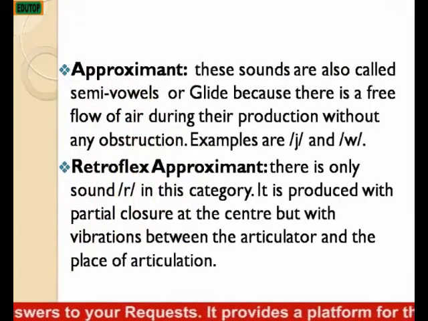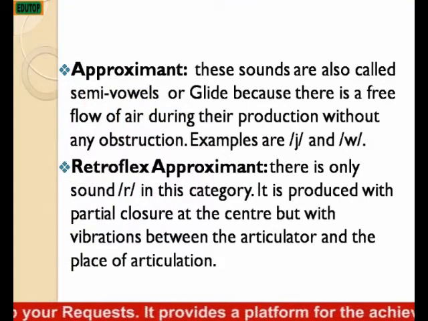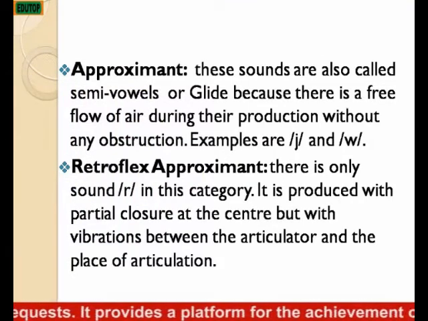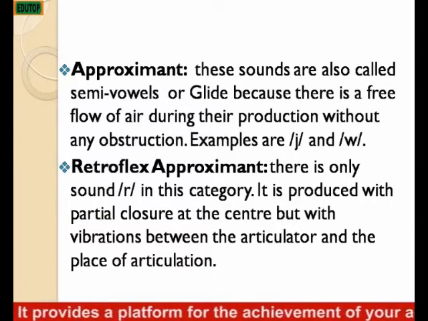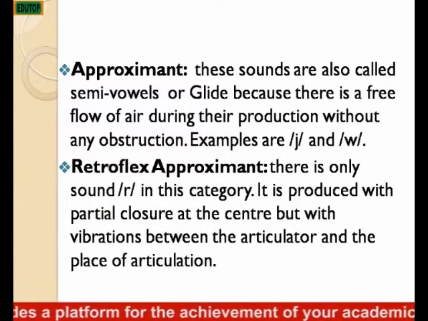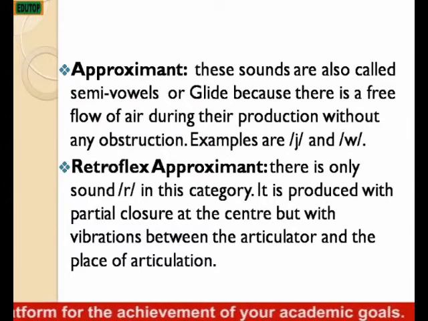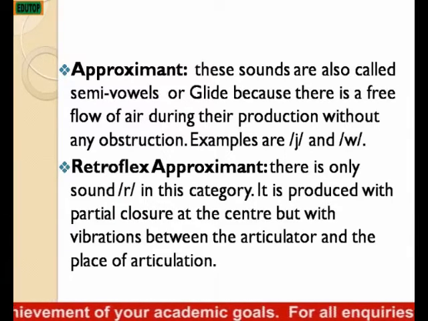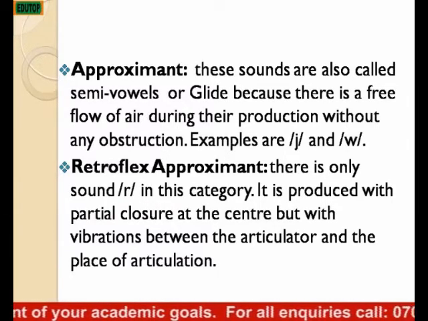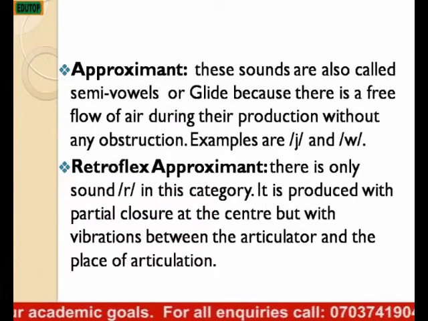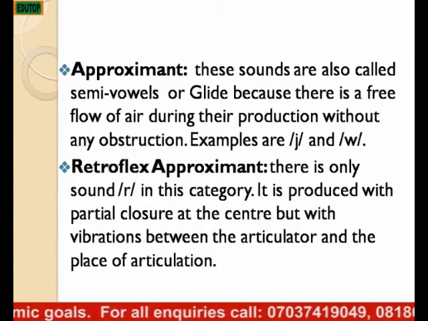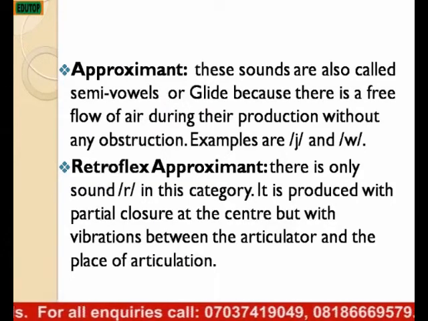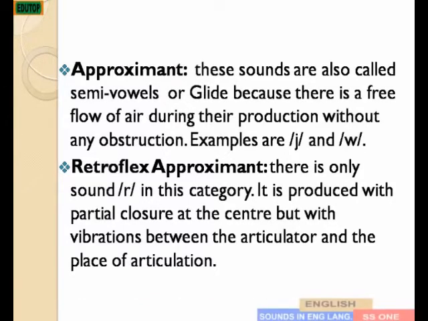We have approximants. These are sounds that are also referred to as semi-vowels because there is a free flow of air during their production and there is no obstruction. Examples include J and W. Retroflex approximants. There is only one sound in this category, and it is produced with partial closure at the center, but with vibrations between the articulator and the place of articulation. The only retroflex approximant sound is R.